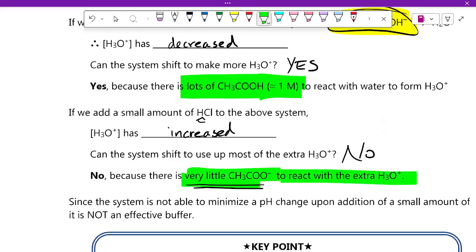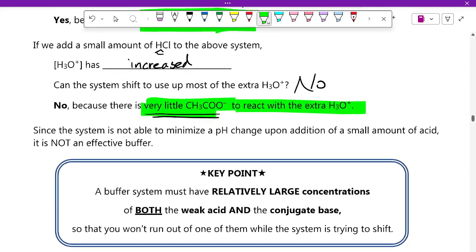So the system is not able to minimize a pH change upon the small amount of acid being added, so it is not an effective buffer.